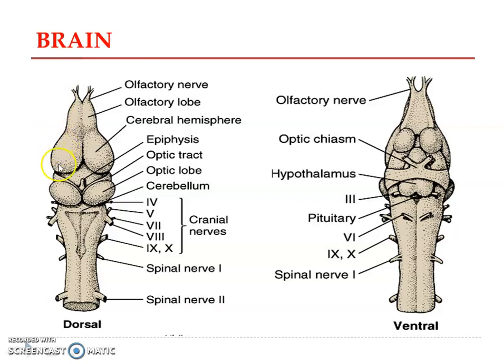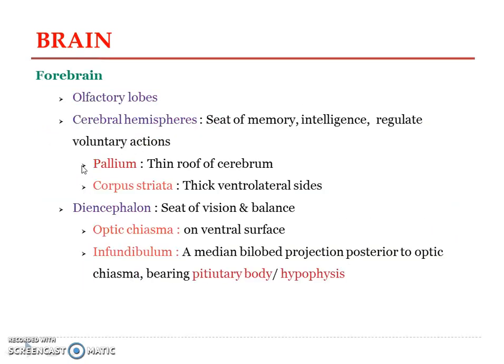Then we can see a pair of cerebral hemispheres and a diencephalon somewhere over here. Okay, so these three parts: a pair of olfactory lobes, a pair of cerebral hemispheres, and a diencephalon. These three together form the forebrain, or what is referred to as the prosencephalon.